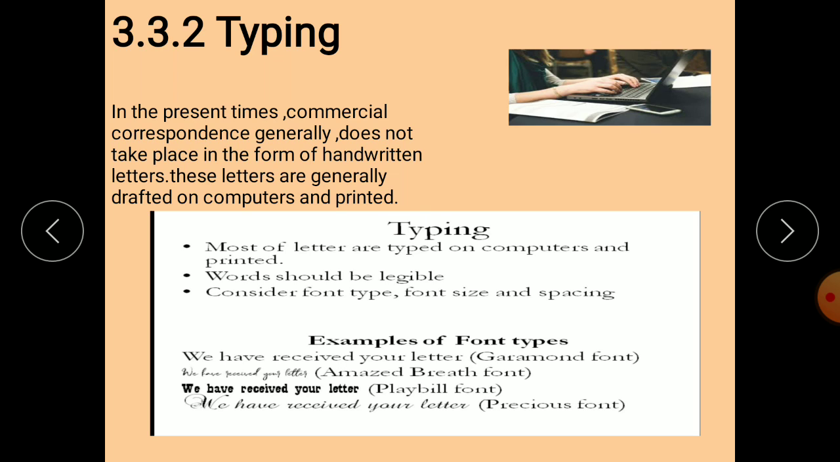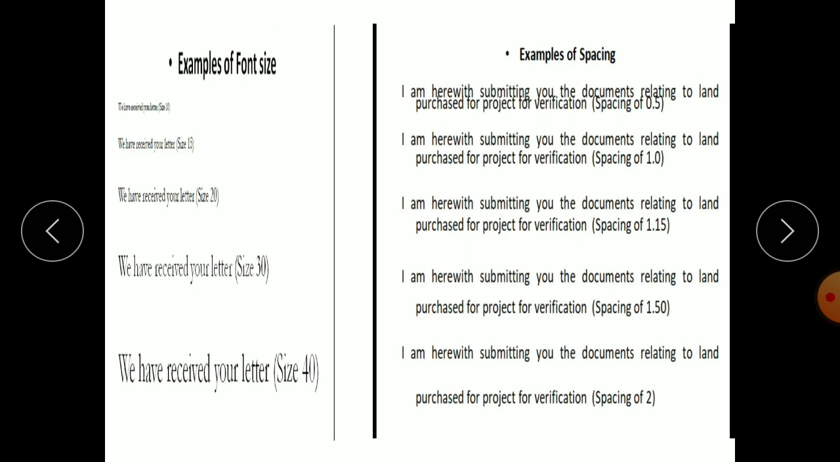In addition to that, line spacing adds an attractive look to the letter. The commonly preferred line spacing is 1, 1.15 or 1.5. Right, so most of the letters are typed on computers and printed. Words should be legible. Consider font type, font size and spacing. Here is an example of font types. We have received your letter. You can see. Example of font size. Size is given here. Size 40, size 30, size 20, size 15, size 10, right?